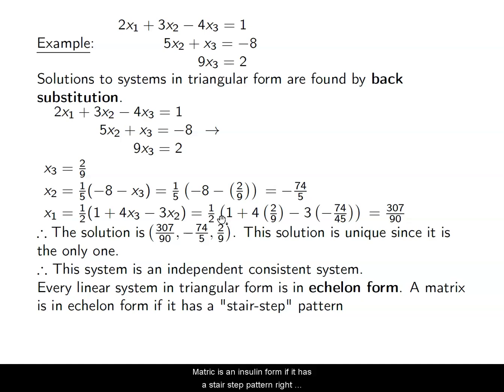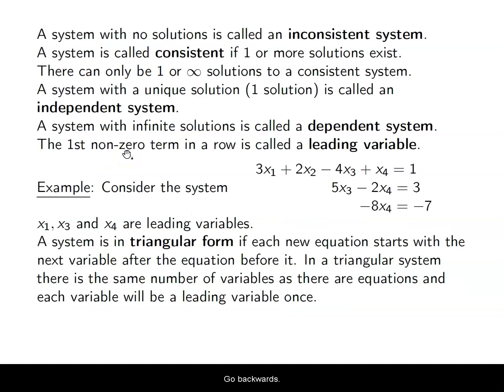A matrix is in echelon form if it has a stair-step pattern, right? So notice that it looks like a set of stairs, kind of upside down. If we go backwards, even this, which was not triangular, is still in echelon form because I have my leading variable, and then when I come to my next equation, I move in quite a bit before I meet my next leading variable.